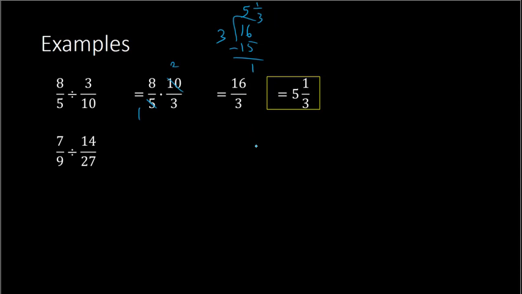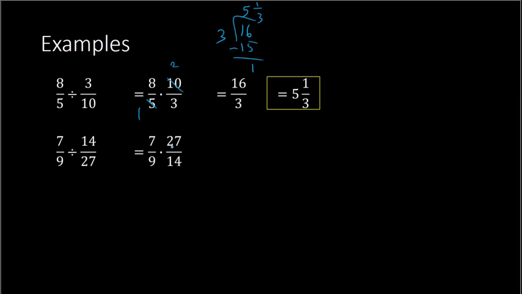Here is another example. 7 over 9 divided by 14 over 27. Now again, dividing is the same thing as multiplying by the reciprocal. So I can write this as 7/9 times 27 over 14. So we flip the top and the bottom of that second fraction.